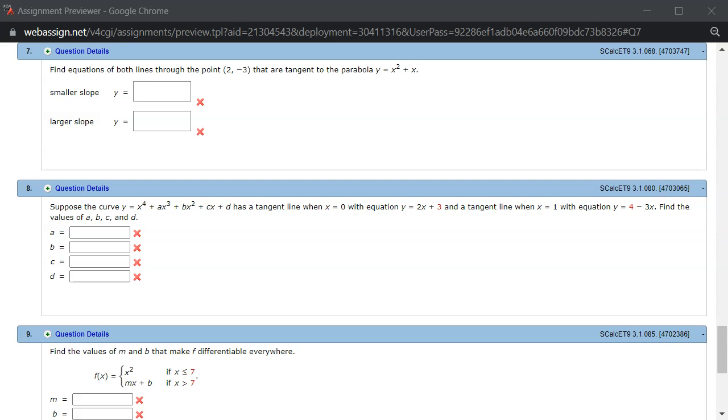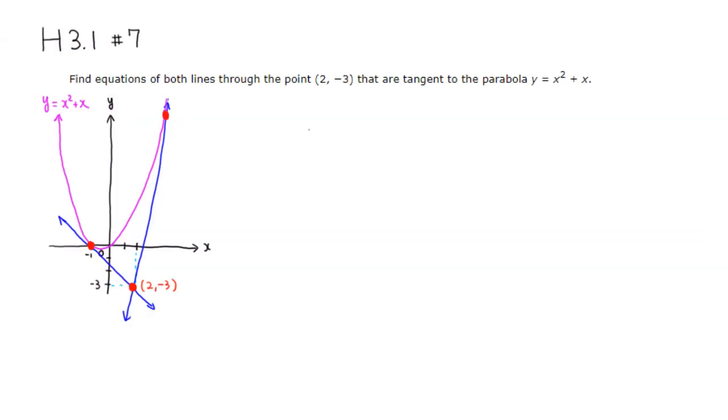All right, let's look at homework 3.1, problem number 7. We want to find equations of both lines through the point (2, -3) that are tangent to the given parabola y = x^2 + x. So let's do that.